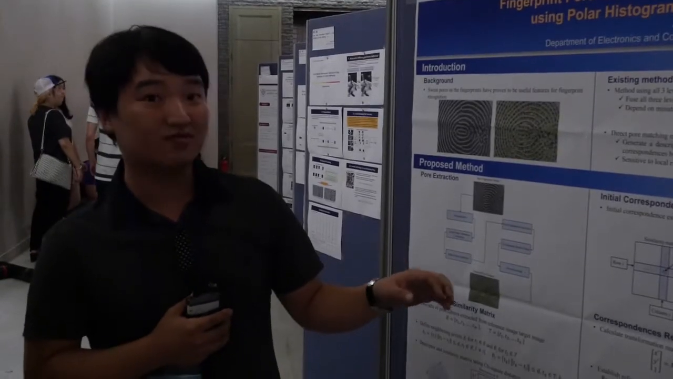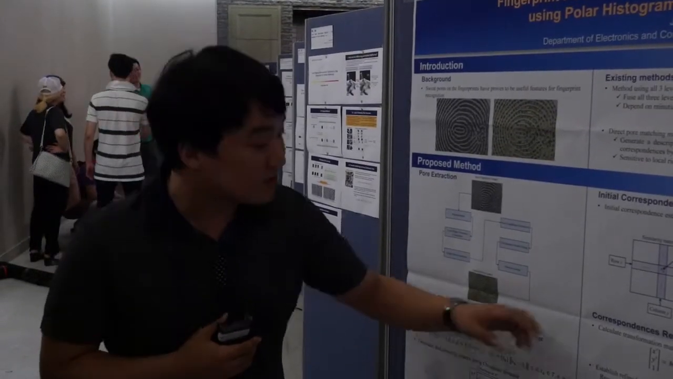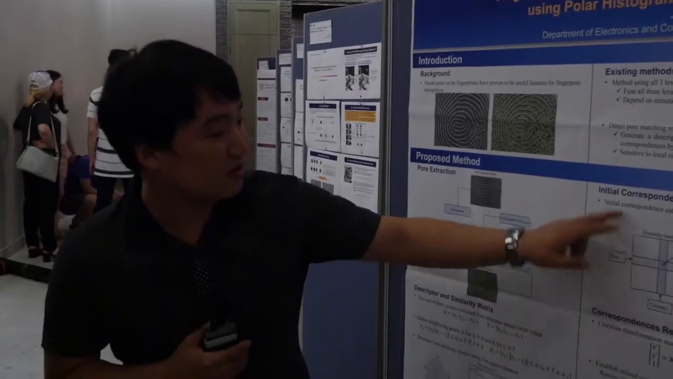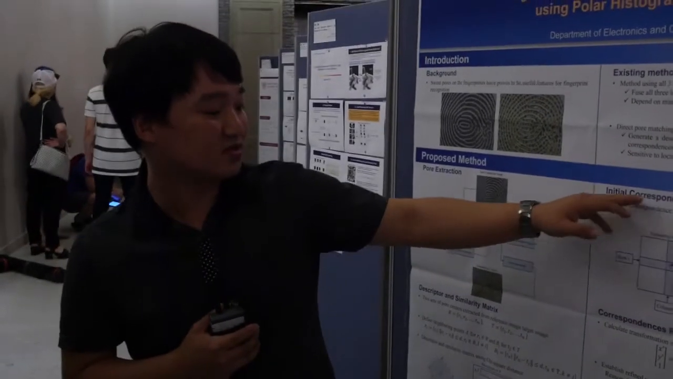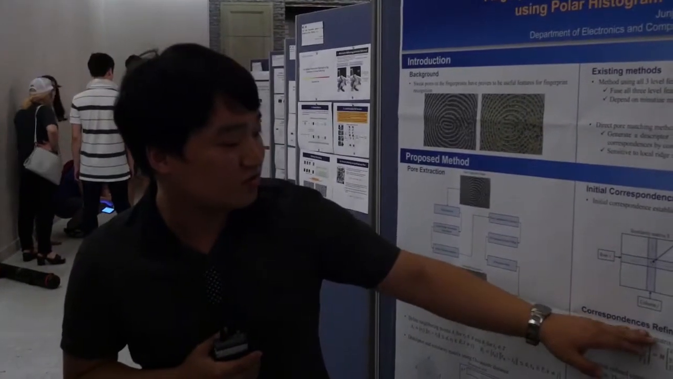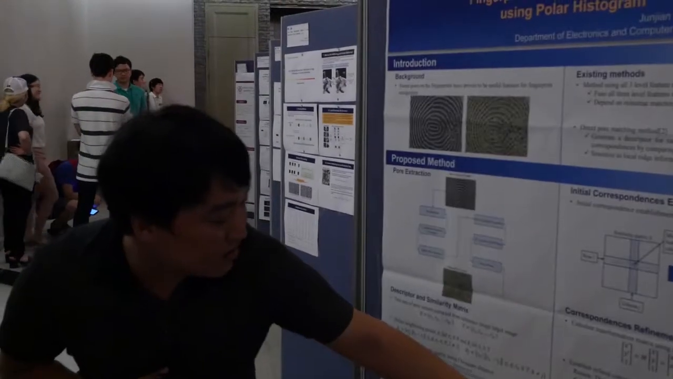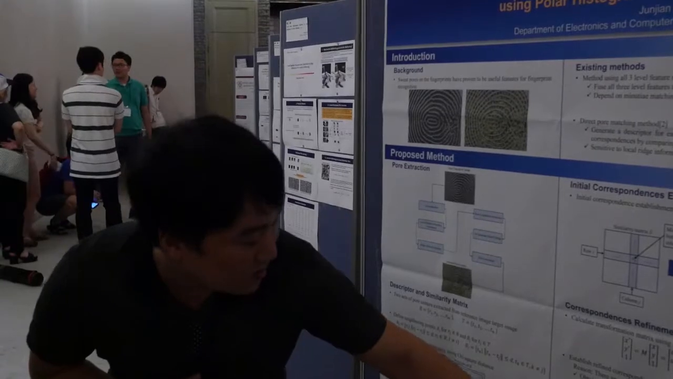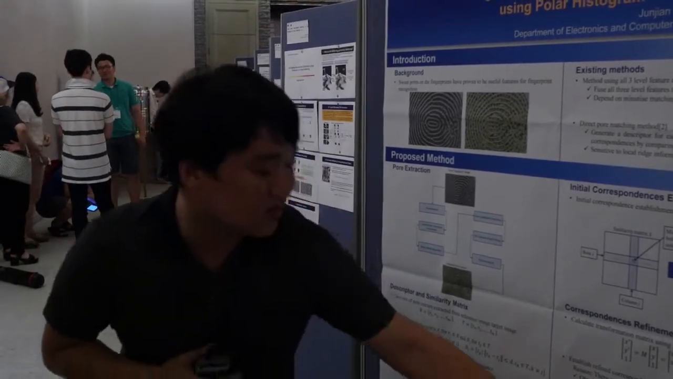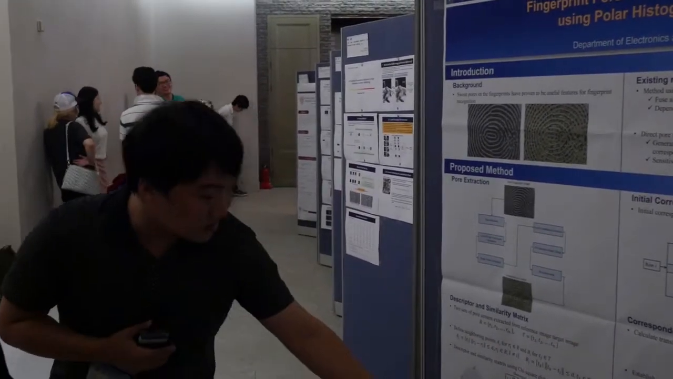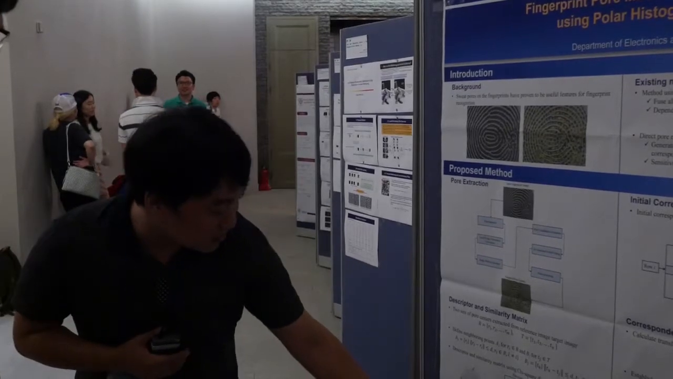And there are several outliers in the initial correspondence. Then we use a RANSAC algorithm to refine the correspondence and finally calculate the matching score. And the matching score is defined as this. And this is the experimental result.